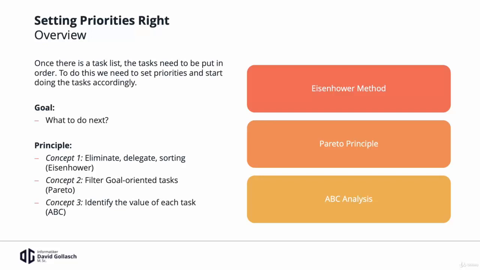For this latter idea, we'll take a look at the first concept, the Eisenhower method, whose primary goal is to identify those tasks that you can freely eliminate, those tasks that you can delegate to someone else, and then find an order for more important and less important tasks that you directly and for yourself have to fulfill.